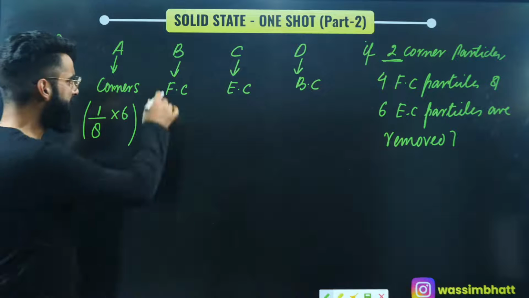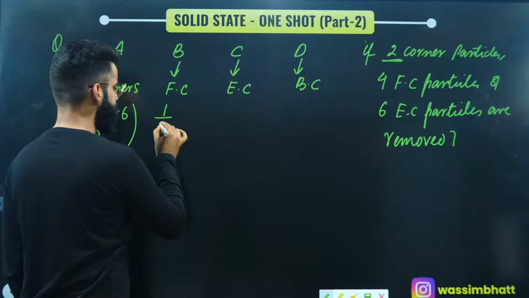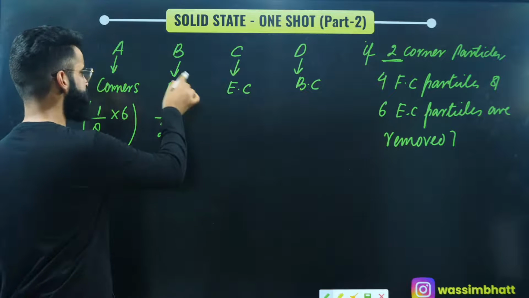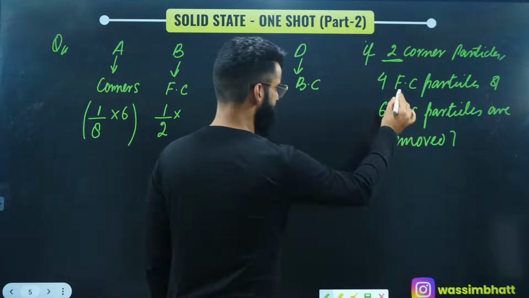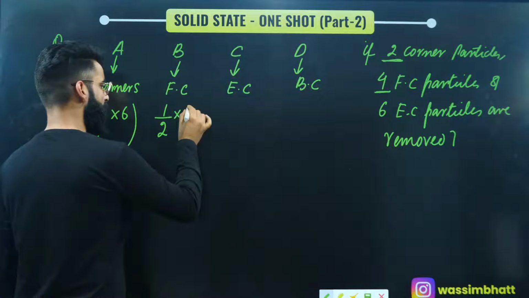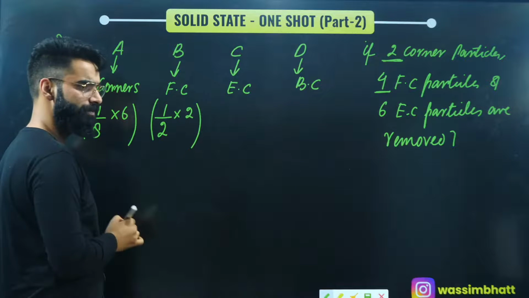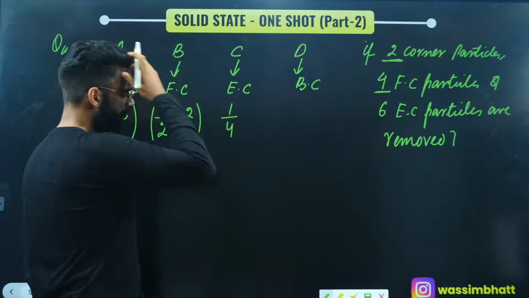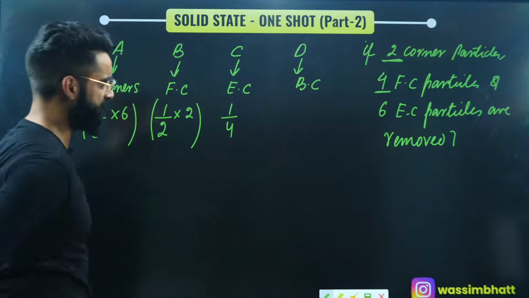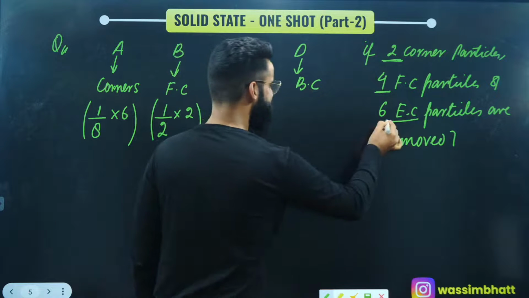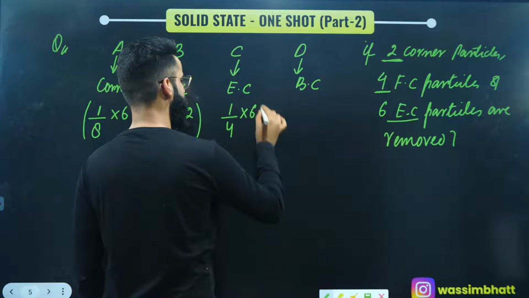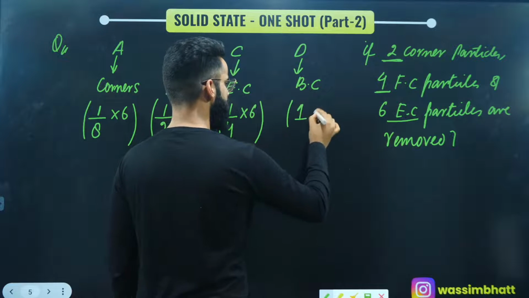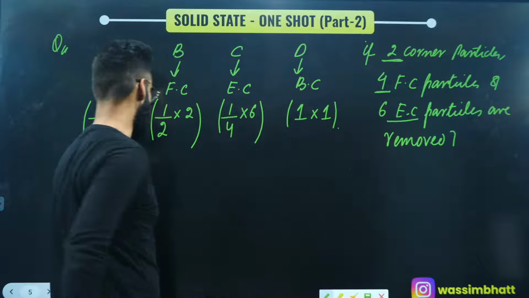Right? B particles at face centers. Contribution of face centers is 1 by 2. Total, there were 6 face-centered particles. But out of 6, 4 are missing. So I'll be left with only 2 face-centered particles, multiplied with 2, right? Similarly, contribution of the edge-centered particle is 1/4. Total, there were 12 edge-centered particles. But out of 12, 6 are missing. So I'll be left with only 6 edge-centered particles. I'm doing nothing with the body-centered particle. Contribution is 1, and total there is only 1 body-centered particle, as you all must know, right?